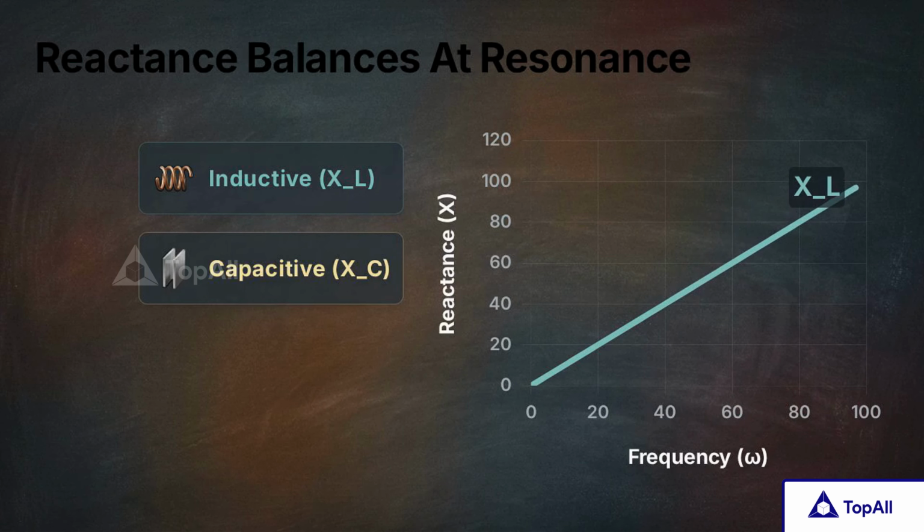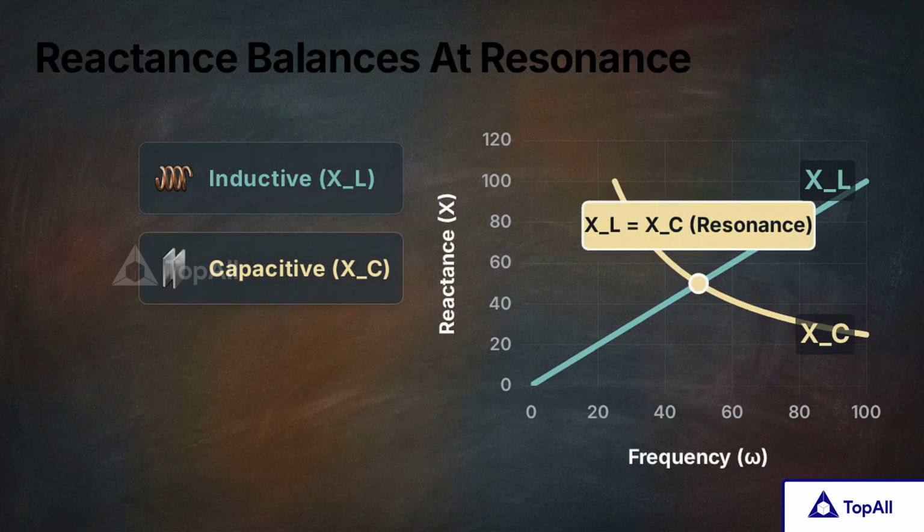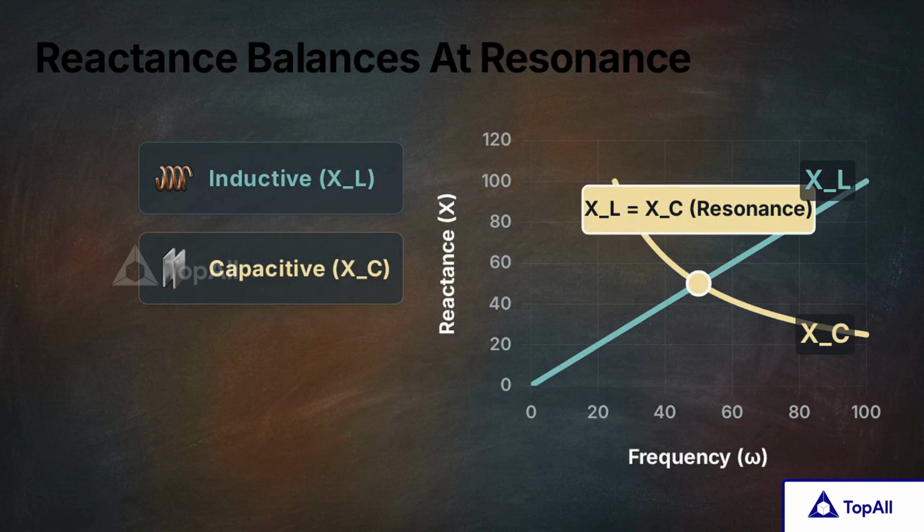As the AC frequency increases, the inductive reactance slopes upward linearly. Meanwhile, the capacitive reactance swoops downward toward the bottom of the graph. Eventually, these two lines intercept. This is the exact moment where the varying reactances become perfectly equal.